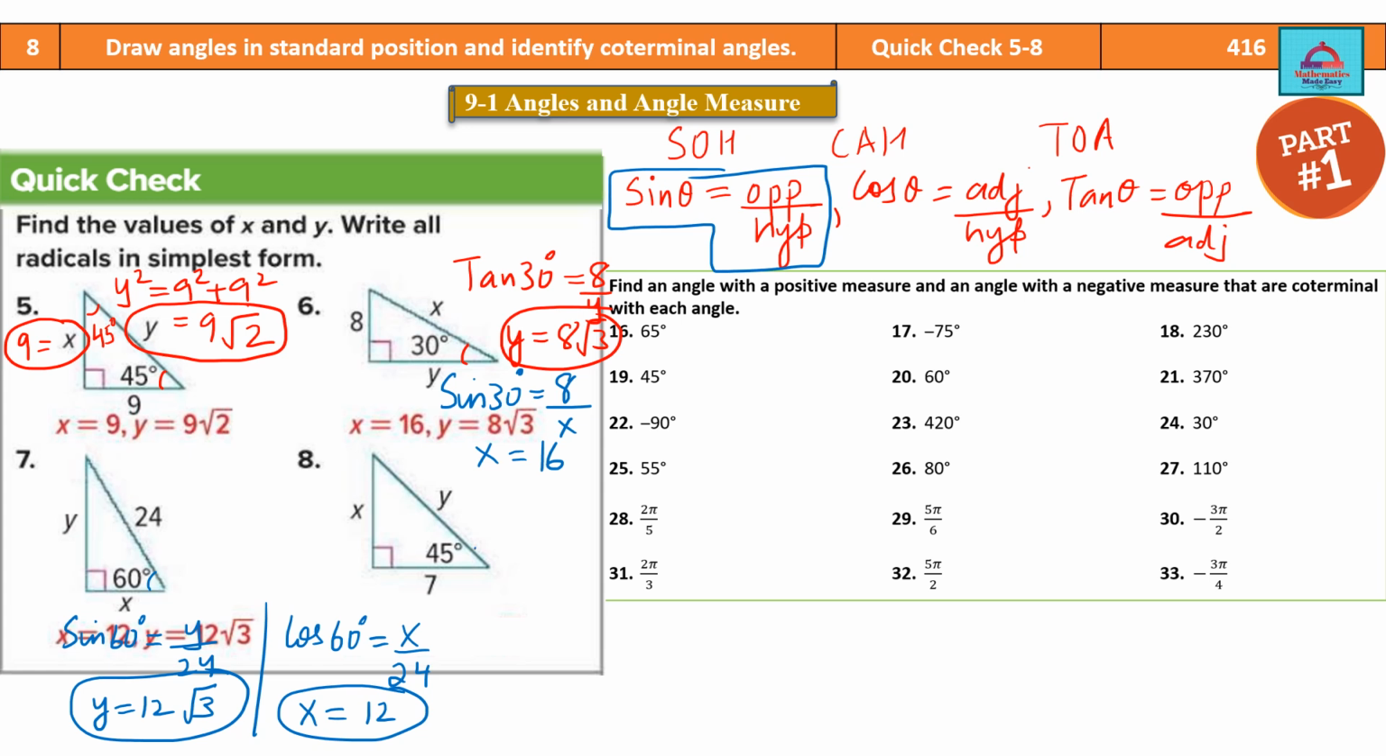In a similar way, we can use trigonometry for question number 8. This is a pretty simple one. We are going to take tan 45. Tan 45 is opposite over adjacent, so x over 7. Now tan 45 is 1, so x is going to be 7. Now you have to find y, so y is going to be 7 square root of 2 by Pythagorean theorem. Okay, so that completes question 5, 6, 7 and 8.